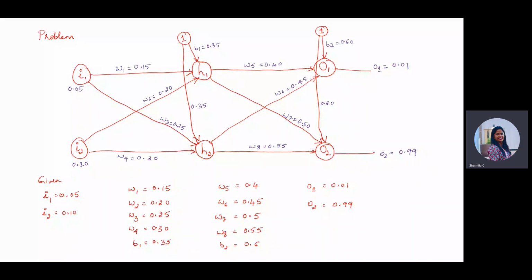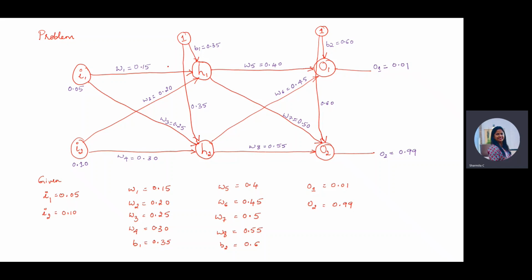Let us consider a simple problem to see how the backpropagation algorithm works with multi-layer neural networks. Given a neural network, here it consists of two inputs, I1 and I2. Input 1 value is assigned 0.05, I2 is 0.10. We have a hidden layer here. The hidden layer has two neurons or two nodes, H1 and H2, and the output layer has two nodes, O1 and O2.